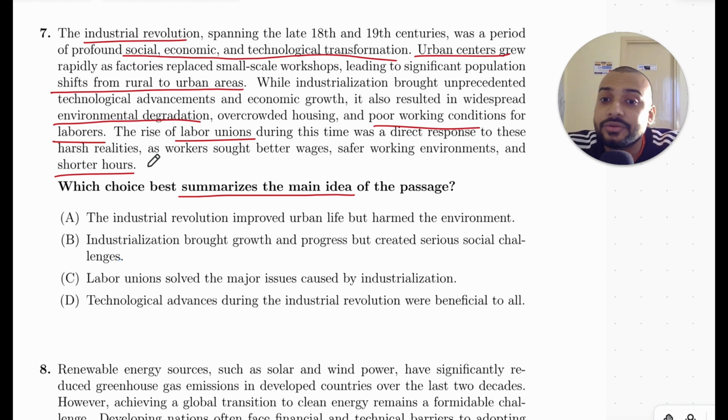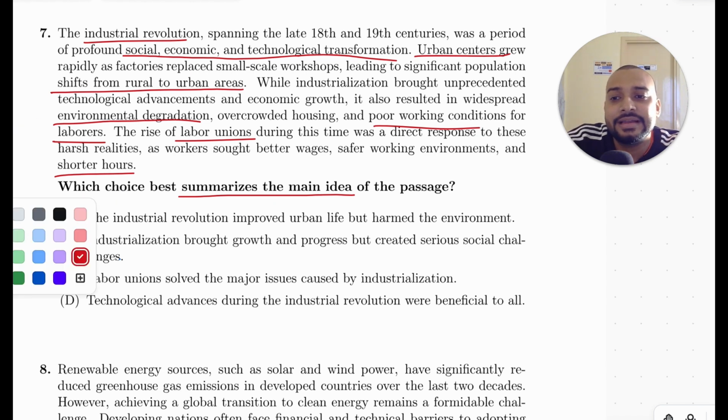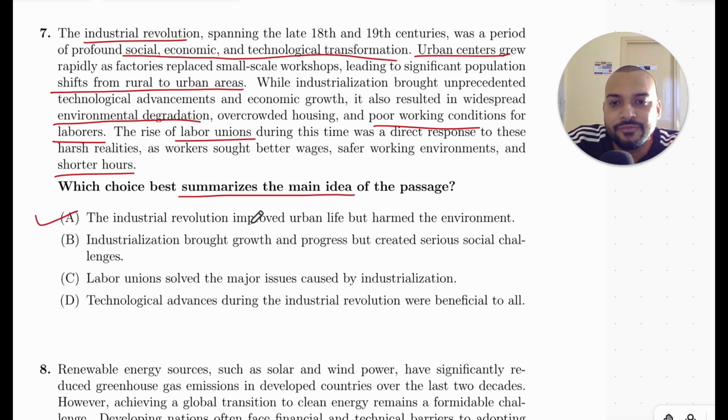Option A, the Industrial Revolution improved urban life but harmed the environment. Correct, it did improve urban life, and yeah, it did harm the environment, but this is logically correct, while not too many ideas are being expressed here. Out of the 4 which are there in the passage, a few of them have been touched upon, and that too not very strongly.